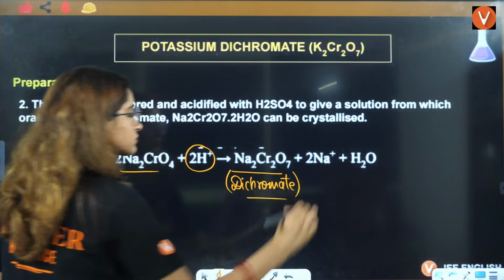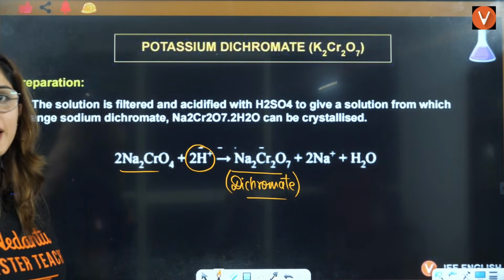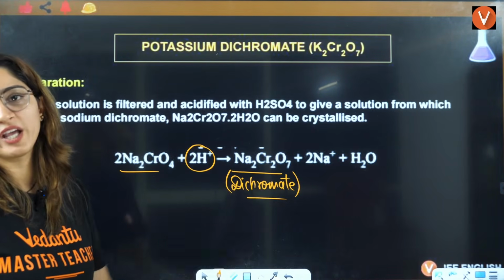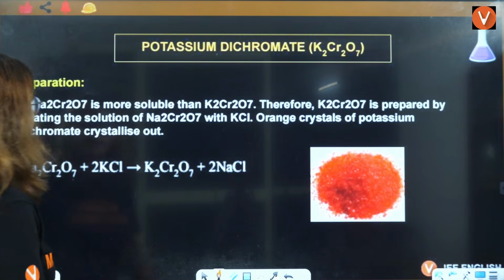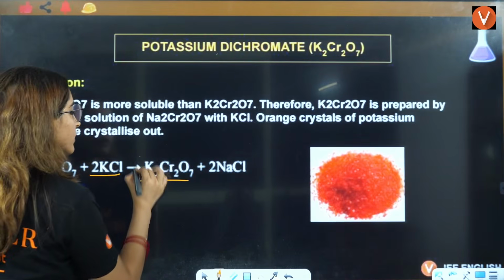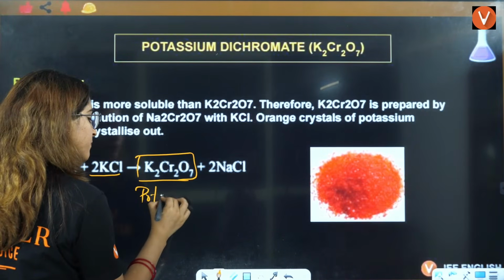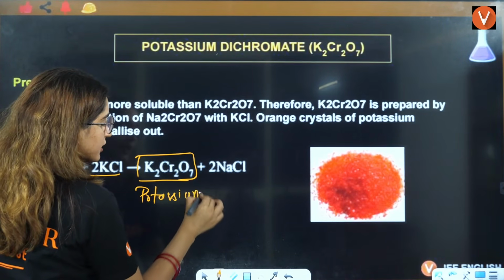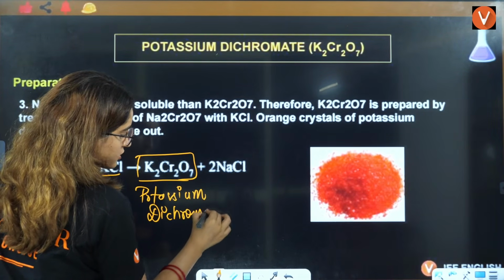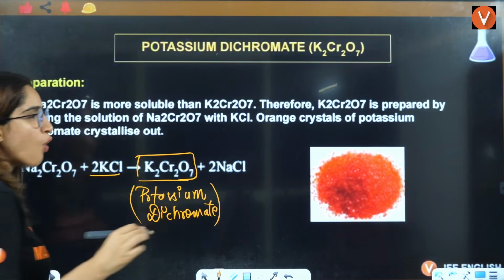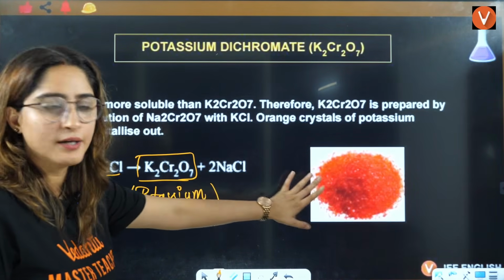Dichromate. But can you see, this actually is sodium dichromate. We need to have potassium dichromate. So we will further react this with KCl, and here you will have potassium dichromate. Okay, that is orangish in color, as you can see here, right?